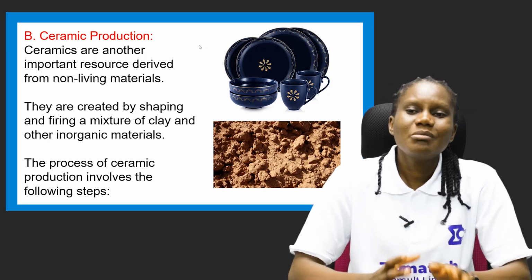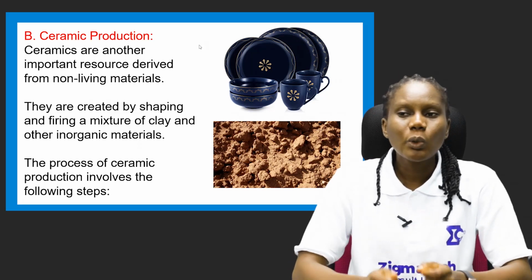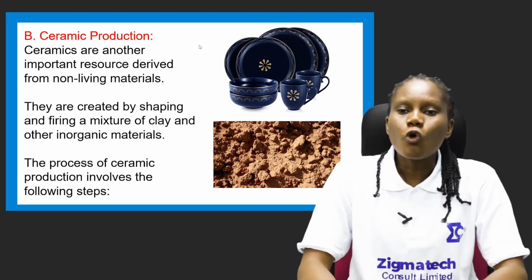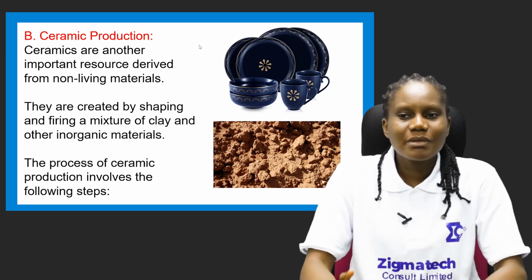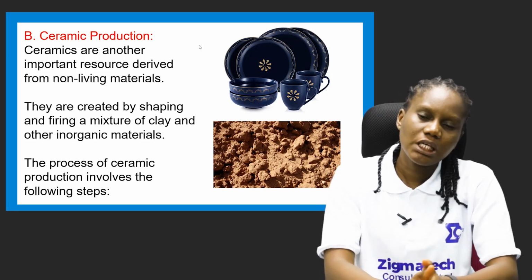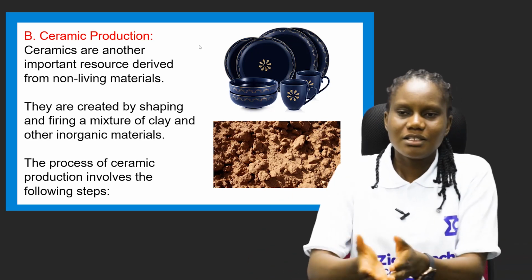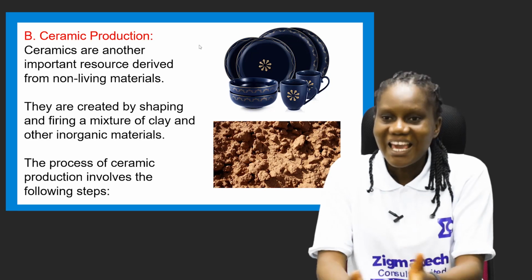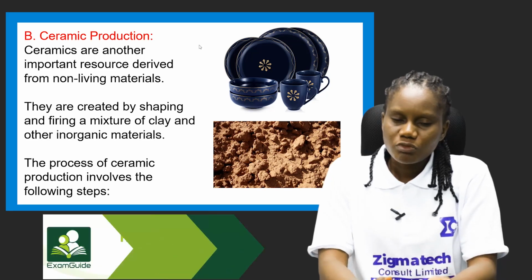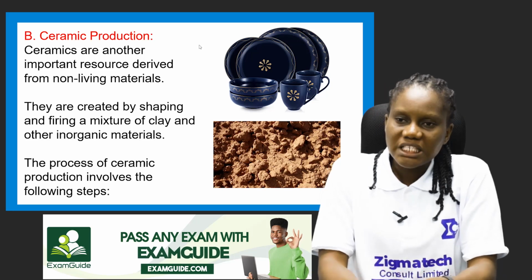So in ceramic production, ceramics are another important resource derived from non-living materials. They are not derived from living materials, they are derived from non-living materials. They are created by shaping and firing a mixture of clay. So the main parent material of ceramic is clay and other inorganic materials. I don't know, maybe you've ever stopped to think what the relationship is between clay and ceramic, but this is it. Clay is the parent material of ceramic. So when you want to make your ceramic, one of the major ingredients that you need is clay.